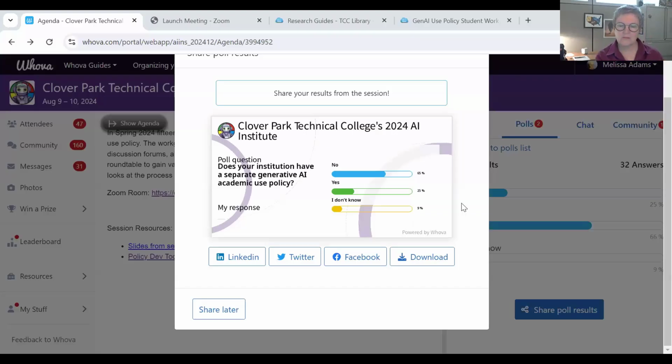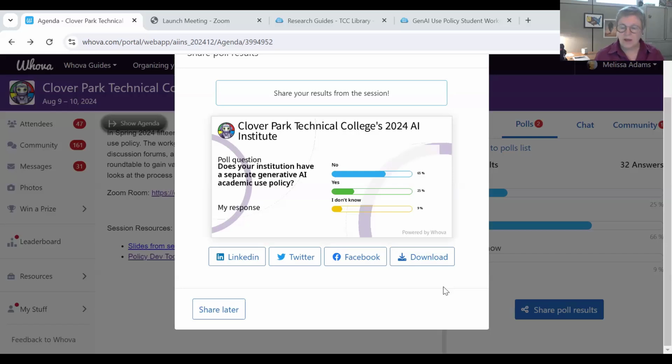Let's see, I'm going to share my screen here. Now, I had asked all of you in my session space whether, well, I'll just read it: does your institution have a separate generative AI academic use policy? What I mean by separate is that what we found was that our academic integrity policy would cover so much about what students do or might do with generative AI, and not just our academic integrity policy, but any student conduct policy would cover anything that happened like that. So that's my use of separate here.